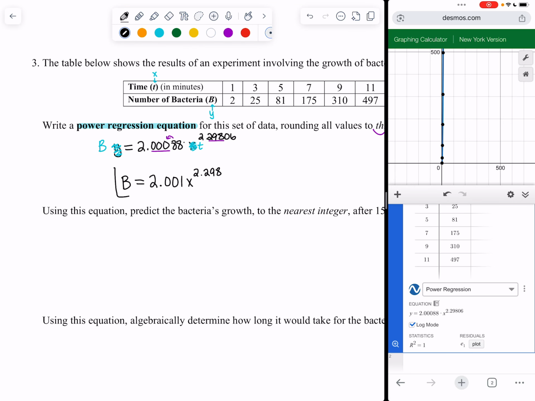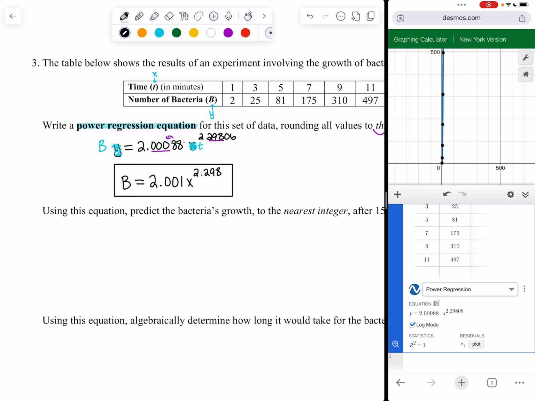Okay, so that's the first part. Just get the data into the calculator, get your regression equation based on the appropriate model asked of you, so in this case, power. And then once you get that, round your values and also check to make sure that you're using the right variables. Then this question has 2 follow-ups for us to answer.